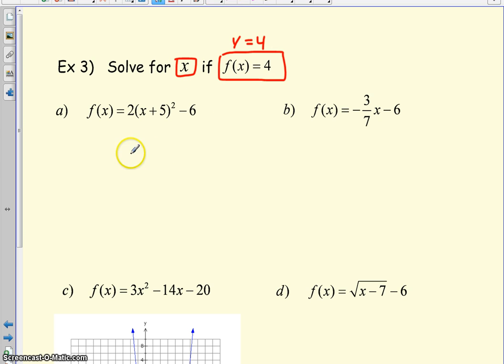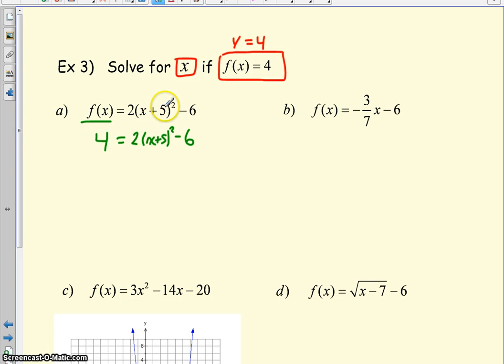So let's set up the first one together here. So we're told that f of x equals 4. So the left side of the equation here is equal to 6. Oh, sorry, pardon me, it's equal to 4. My mistake. So we have 4 equals 2 bracket x plus 5 all squared minus 6. Okay, and what it wants us to do here is solve for the x value that makes this work. Okay, so there's a couple ways of going about this one.